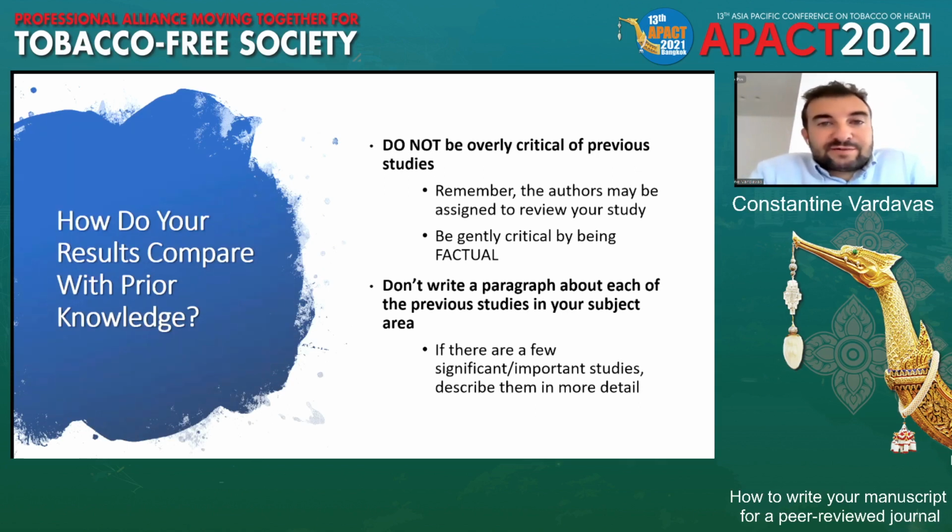Don't write a paragraph about each of the previous studies, but write an overview, like there may be one or two important studies. You don't need to talk about every single study in your study setting, in your country, in your region that looked at, for instance, secondhand smoke. And I'm using secondhand smoke as an example because it's a very common topic that people work on, and it's one that everyone understands. That's why I use that as an example.